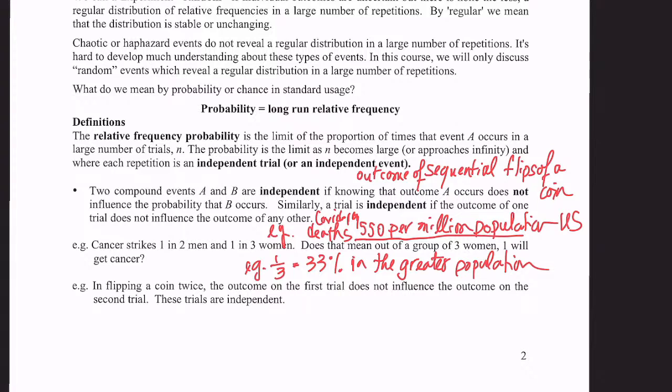Okay, what if you flipped a coin twice? The outcome on the first trial does not influence the outcome on the second trial. So this is repeating what I said about flipping coins. So these trials would be independent.